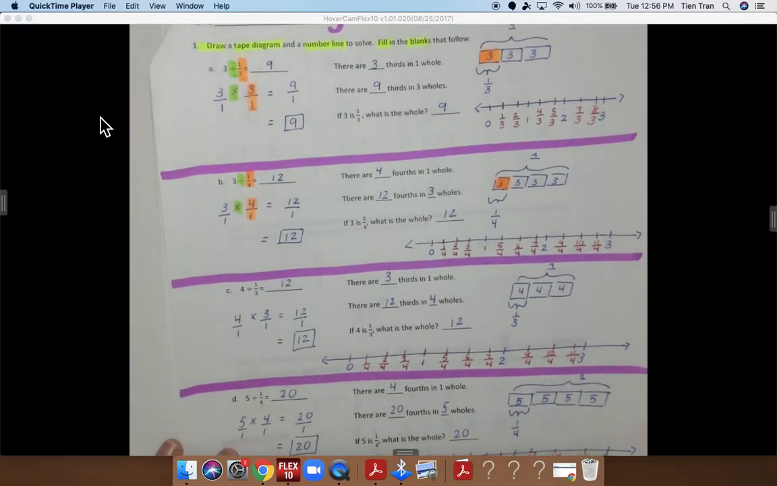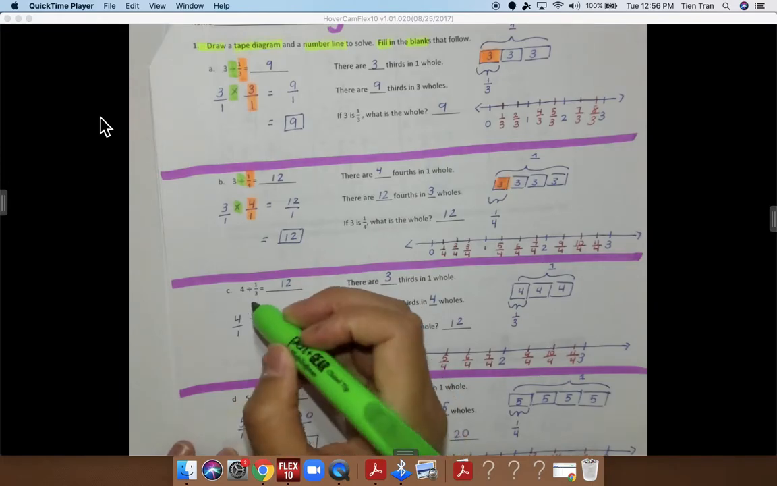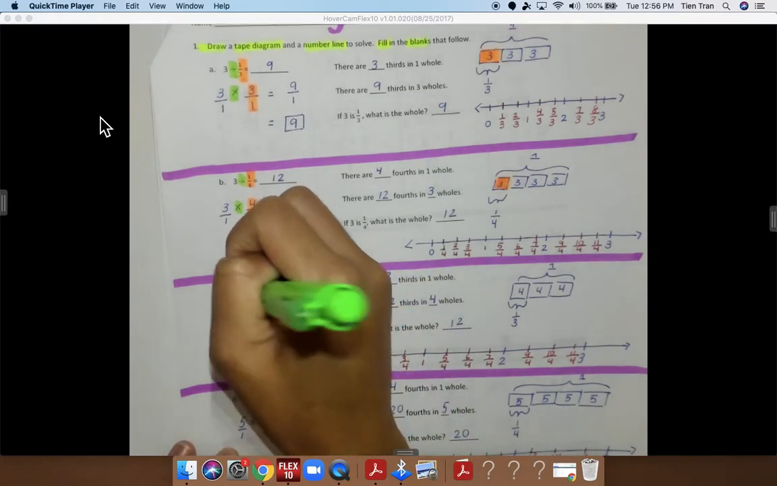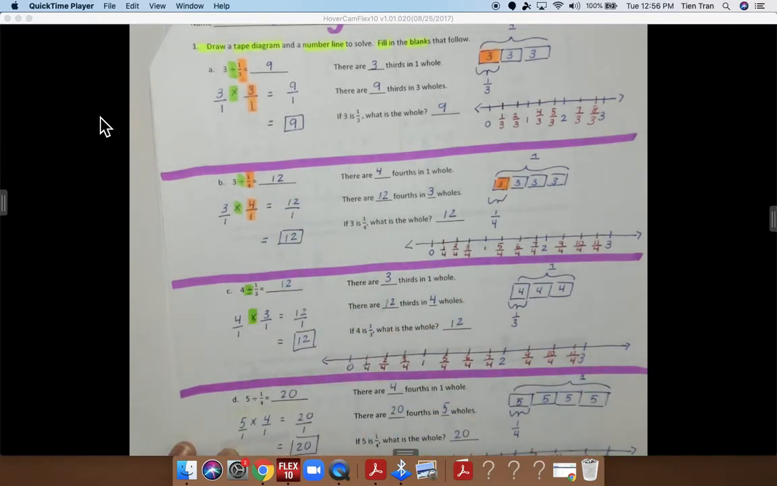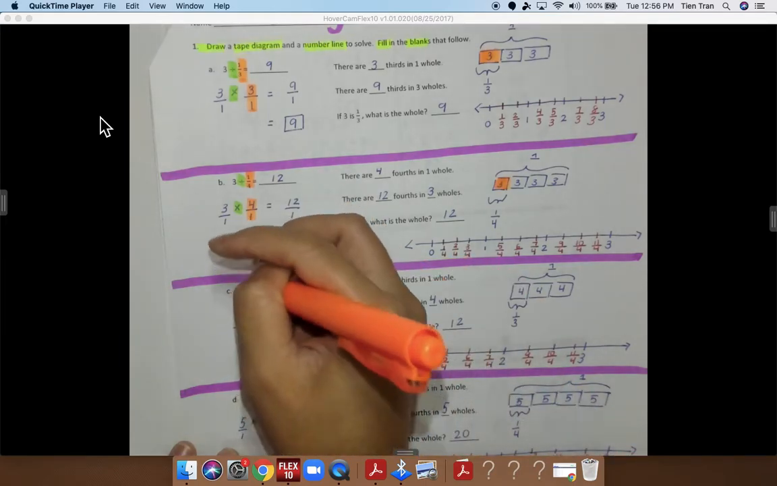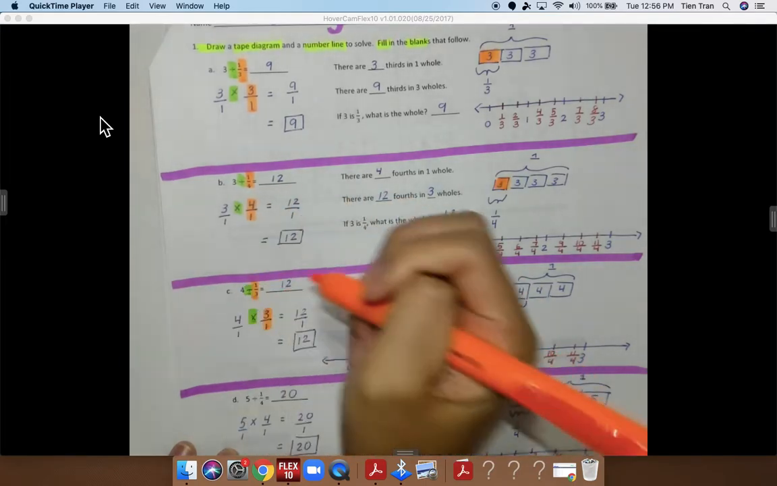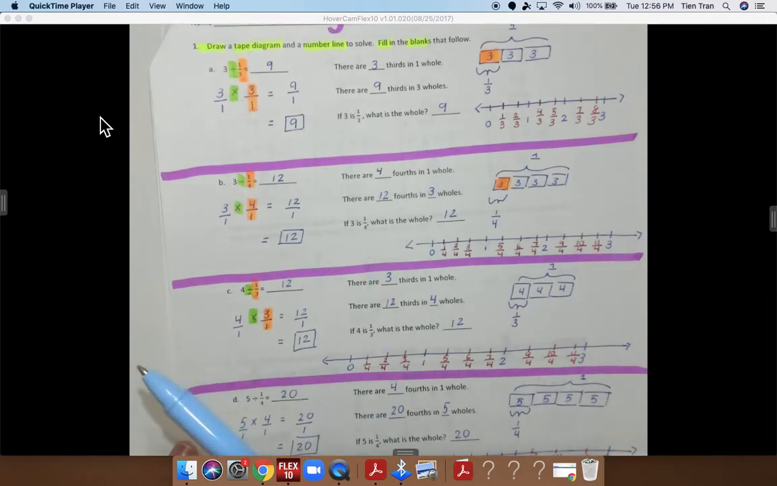For problem C, you have 4 divided by 1/3. First, flip the division sign into a multiplication sign, and flip 1/3 into 3/1, because you're dividing by 1/3. So 4 times 3 is equal to 12, and 1 times 1 is equal to 1. You have 12 divided by 1, which is equal to 12. So there are 3/3 in one whole. There are 12/3 in 4 wholes. If 4 is 1/3, what is the whole?